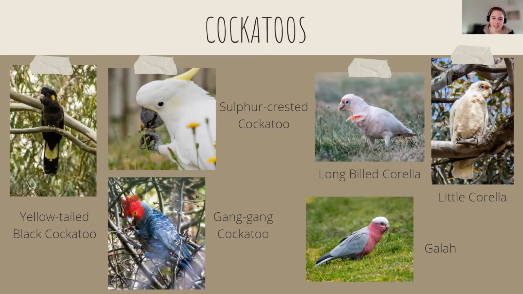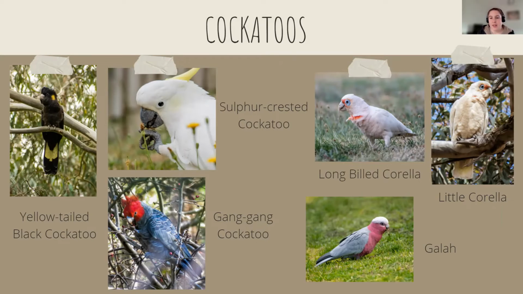Then we have the gang-gang cockatoo, which you might see. I've seen them around a lot of areas, but I'm not too sure you might find them in a school because they're a bit more elusive. But I'm sure, especially if you're in the Yarra Ranges, you might have some gangs around. They have a bright red head, which makes them distinct, and a grey-black body.